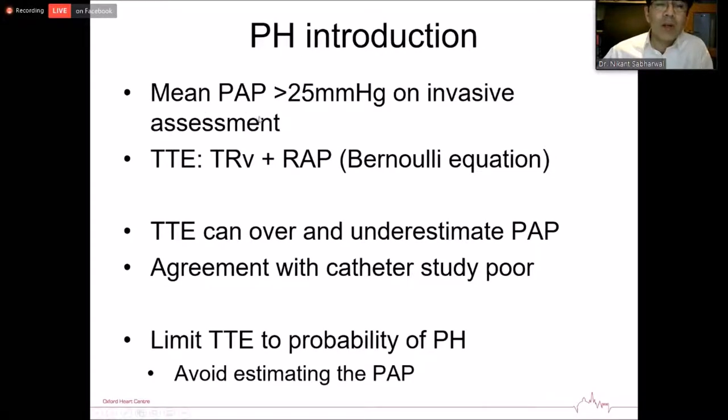So we know the mean pulmonary artery pressure on invasive assessment over 25 millimeters is considered significant pulmonary hypertension. And for decades, we've been using echocardiography by estimating the TR velocity and the right atrial pressure using the Bernoulli equation. And of course, there is a problem with this, because whatever number we get, we square and then multiply by 4. So any error is multiplied significantly. Now, we know echocardiography can therefore overestimate and underestimate the pulmonary artery pressure, and the agreement with catheter studies has been poor. So the latest guidelines suggest we should limit echocardiography to determining a probability of pulmonary hypertension and avoid spending too much time to estimate the pulmonary artery pressure itself.